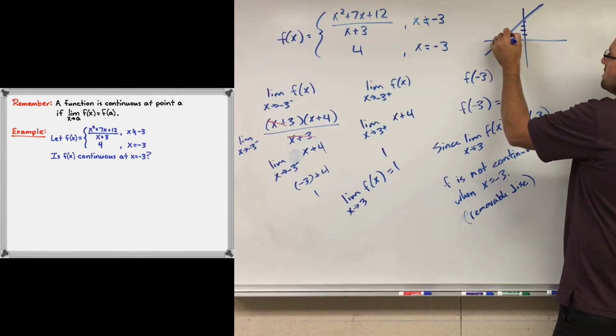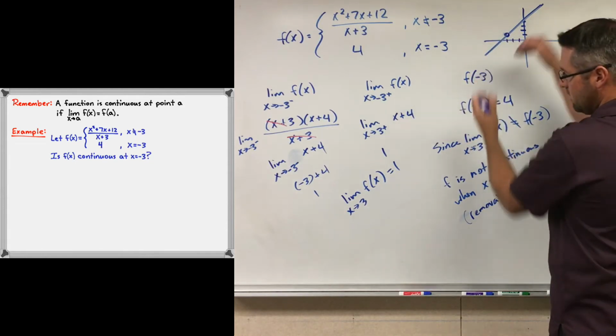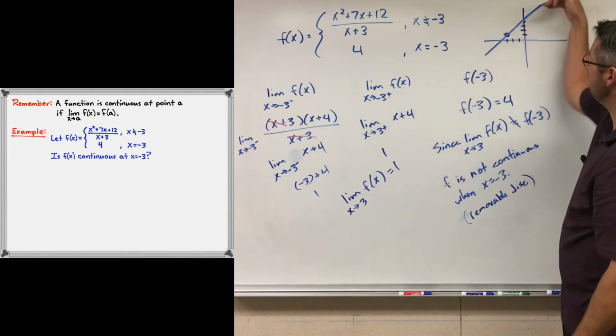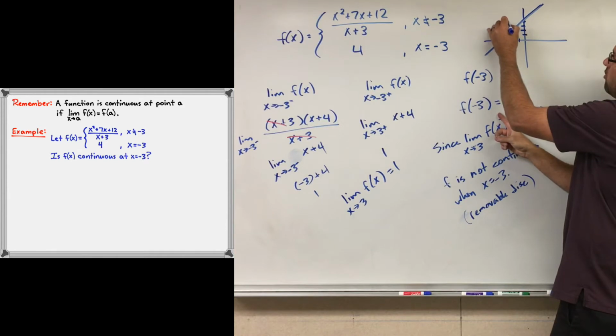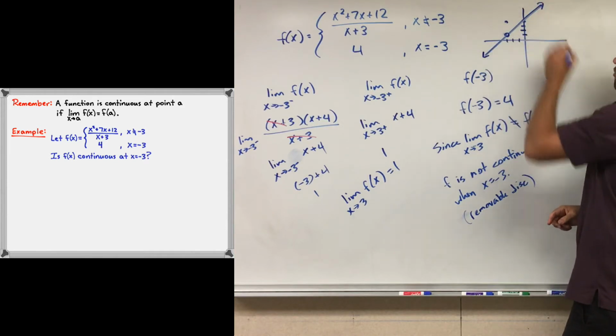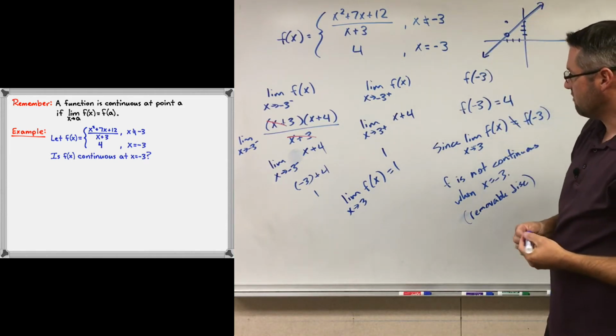The limit, you can see, the limit is 1. From the left is 1, from the right is 1. But the function's value is 4, so we put a point there. So that is the graph of our function.